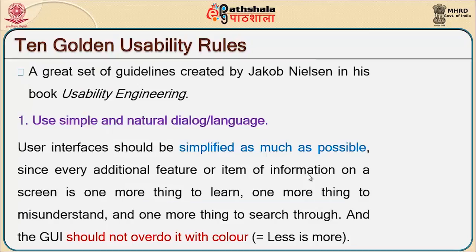For usability to be completely picturized, there are 10 global golden rules that are to be followed. A great set of guidelines created by Jakob Nielsen in his book Usability Engineering. Rule 1 indicates use simple and natural dialogue or language. User interfaces should be simplified as much as possible, since every additional feature or item of information on a screen is one more thing to learn, one more thing to misunderstand and one more thing to search through, and GUI should not overdo it with color.